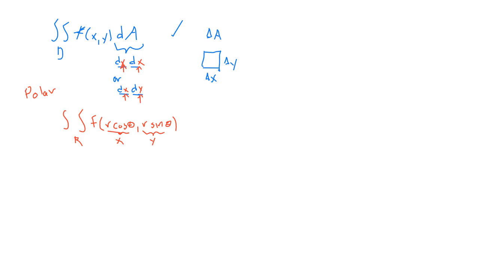And then you've got the dA, your differential for area. But the dA is not going to be dy dx or dx dy, because those are used for rectangular coordinates. The dA for polar coordinates turns out to be r dr d theta. dA is r dr d theta. Now let me show you why.